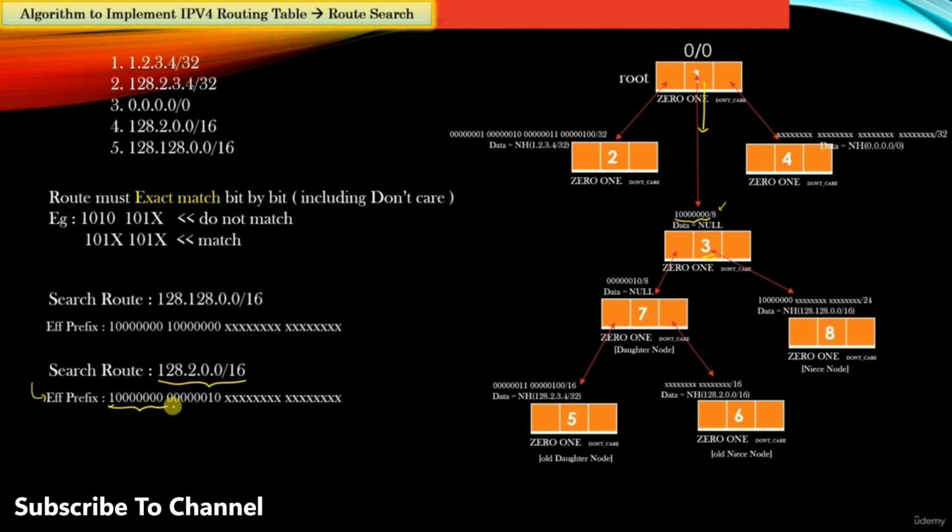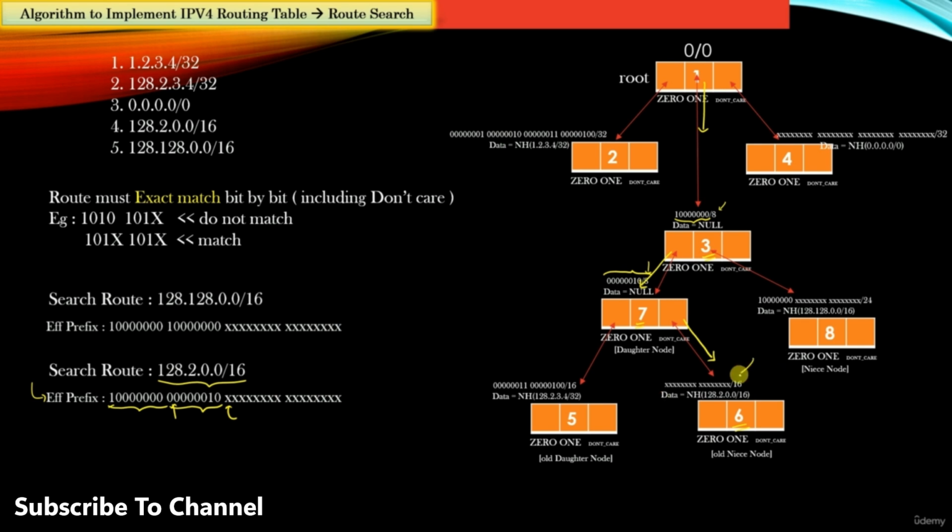The next bit in the input effective prefix is 0, so I will take the path along the 0th child of node 3 and I will land at node number 7. Node number 7 has a prefix length of 8, so I will try to match the next 8 bits of the input effective prefix with the 8 bits of the effective prefix of node 7, and I find that they exactly match. So I will continue my journey downwards. The next bit in the effective prefix of the input is don't care, so I will take the path along the don't care child of node 7 and I will land at node number 6.